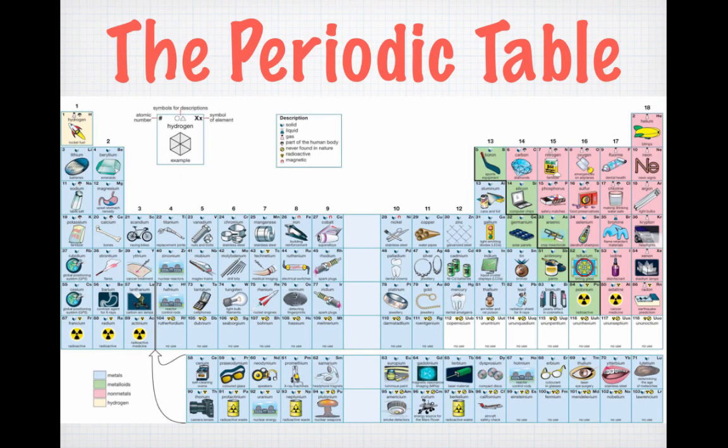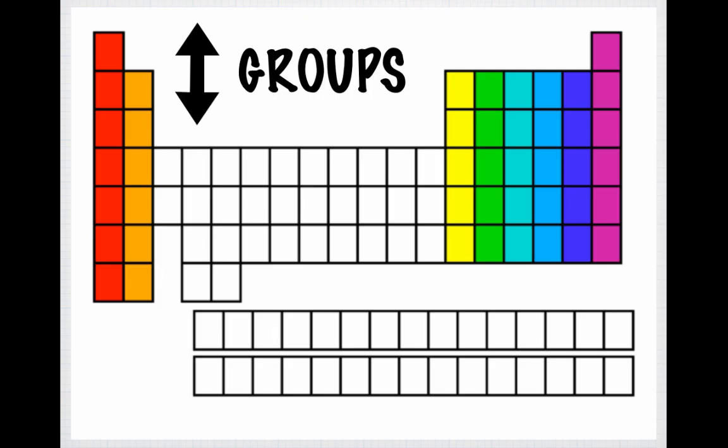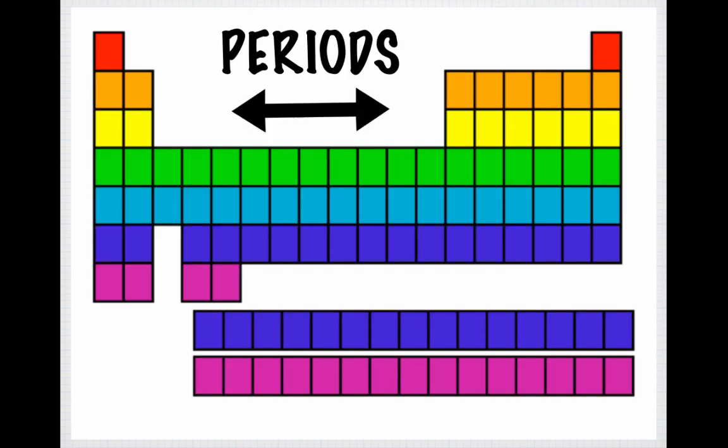This lesson is about the periodic table, more specifically, how the periodic table is arranged and how the elements are classified. The elements are arranged in rows or periods and columns, which are the groups or chemical families. The groups go up and down and they are the columns and they represent the chemical families, whereas periods go left to right and they're horizontal.